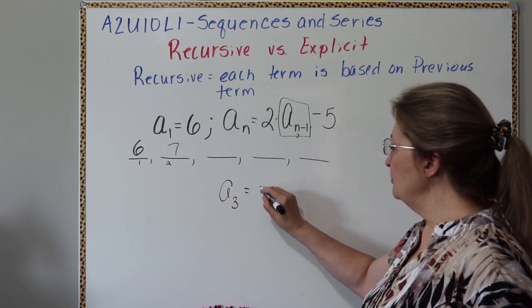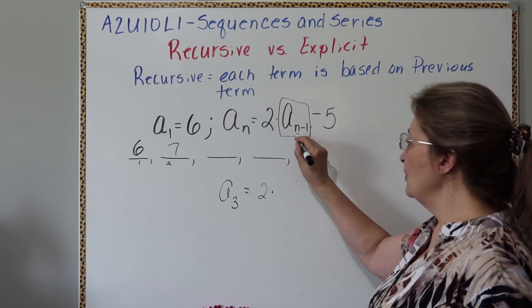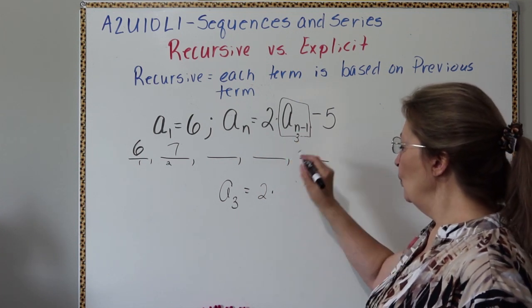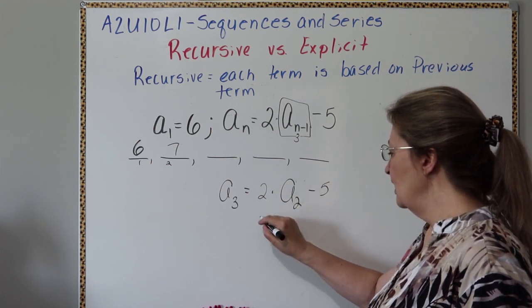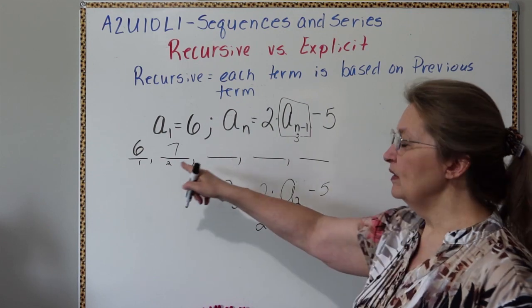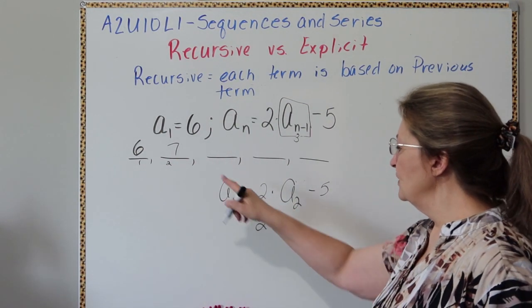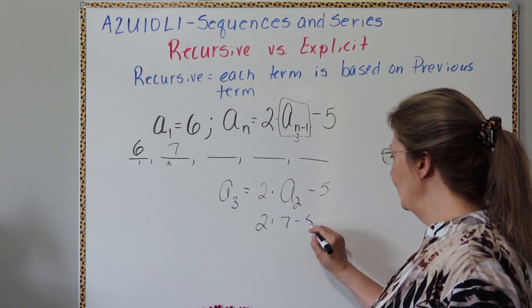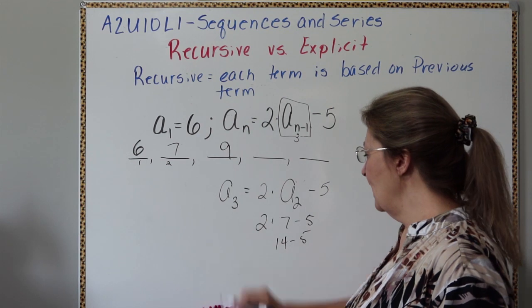Well, this is 2 times. Now a to the n minus 1 is 3 minus 1, which is A2, minus 5. So what is A2? Well, it's the term you just found, the one before the one you're looking for. So that's a 7. And 14 minus 5 is 9.